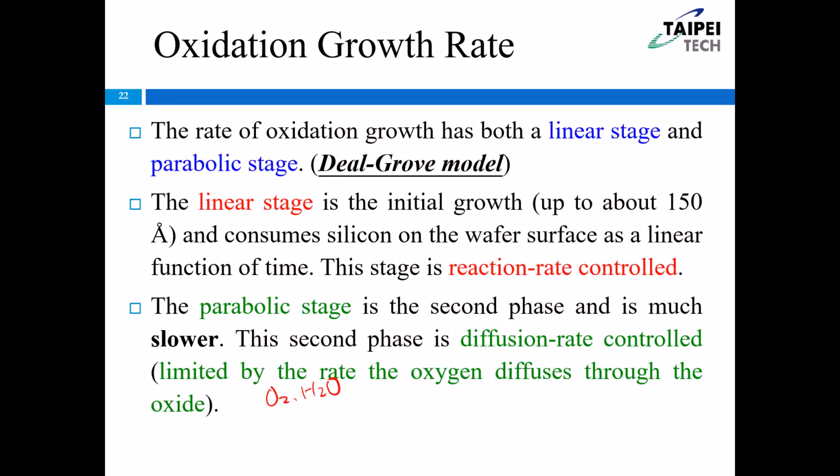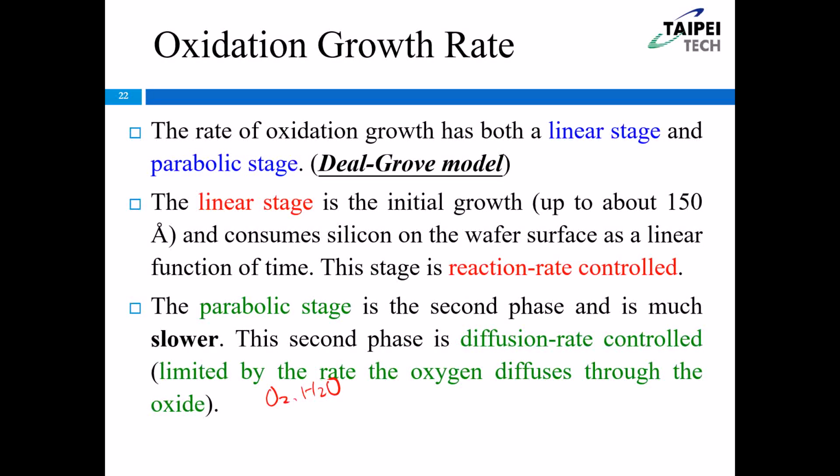We have some writing here. The rate of the oxidation growth has both a linear stage, the first stage, and the parabolic stage, the second stage. We call it the Deal-Grove model.